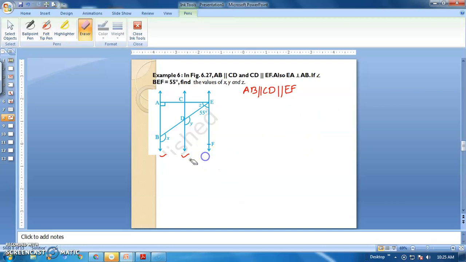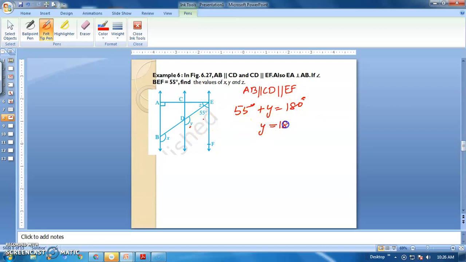Look at the diagram here. In the diagram, these two are parallel lines and this is a transversal, and these two angles lie on the same side of the transversal. Therefore 55 degrees plus y equals 180 degrees. They are supplementary, because they lie on the same side of the transversal and are interior angles. Therefore, what is y now?